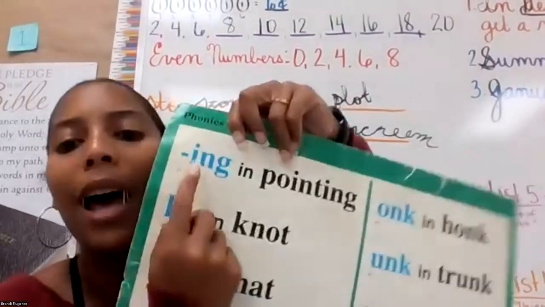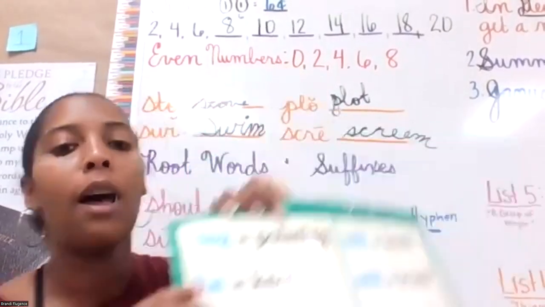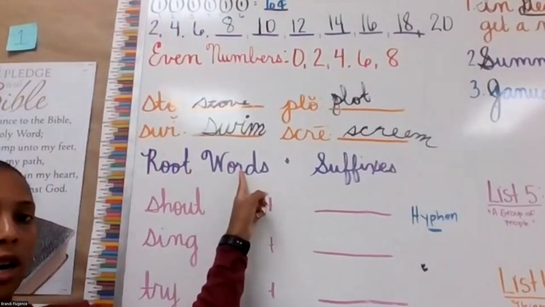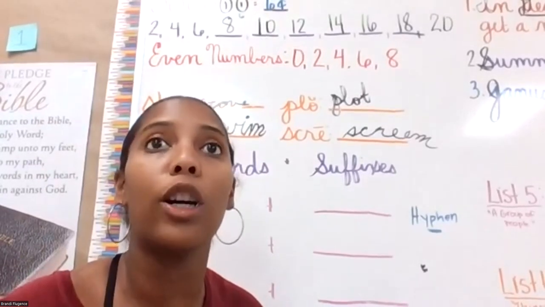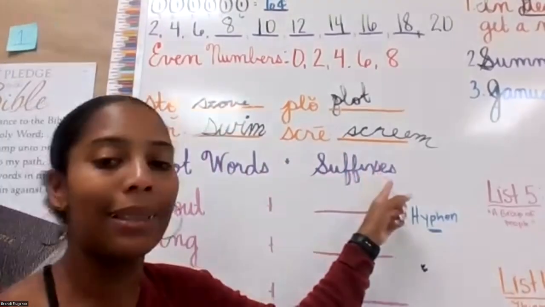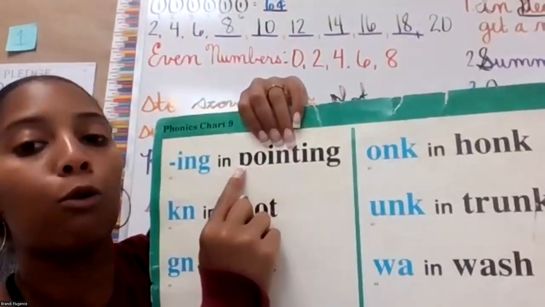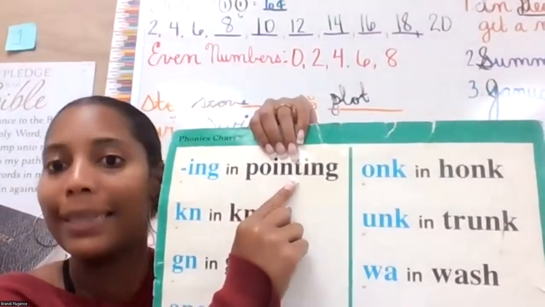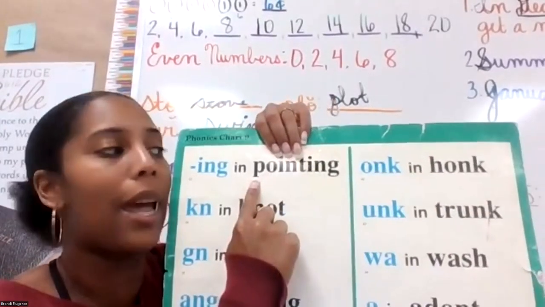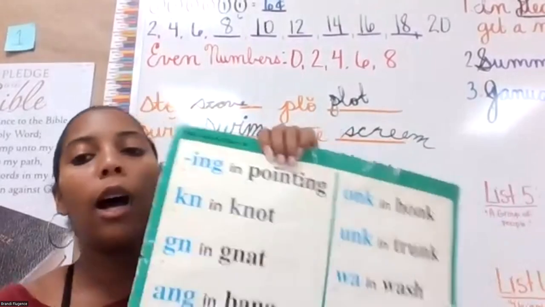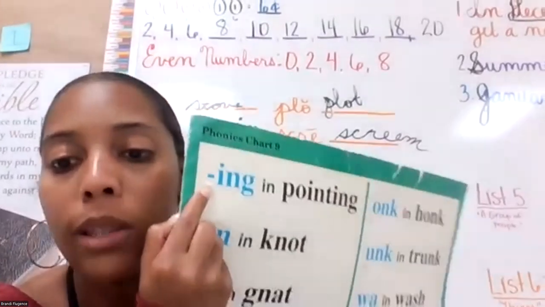Now, in order for you to have a suffix ing, you have to have a starting word, which point was our starting word, but it's called a root word. So your root word is the word that you began with. It's a word that is a word on its own. And then when you add a suffix, it creates a brand new word. So for example, point is our root word because point is a word, right? Yes. But then when I add suffix ing, I created a new word and point became pointing. So this ing is what we call a suffix. We add it to the end of root words.